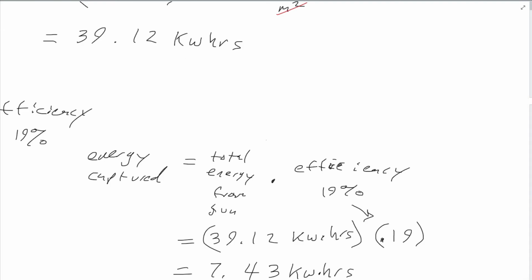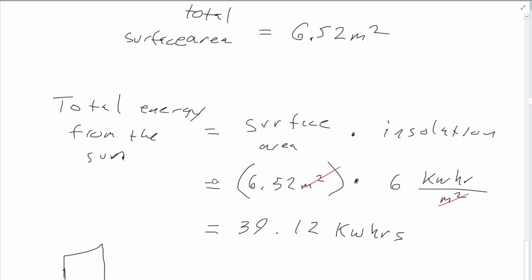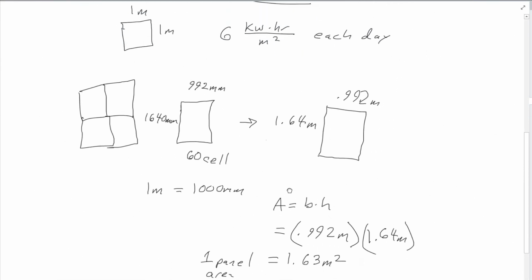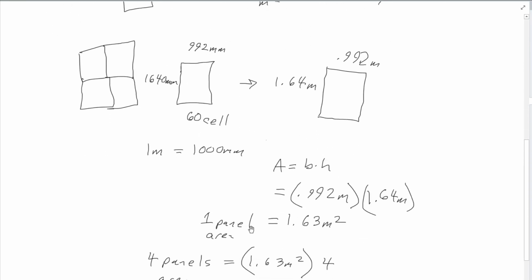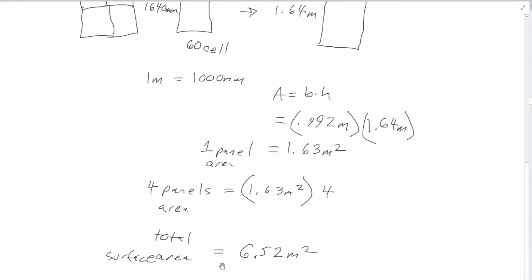I hope that was helpful. A little quick recap. Step one, figure out the area for a single panel. It's pretty straightforward. Length times width. Make sure you got your units correct. Step two, work out the total area based on how many panels your system has. You can find the total area.